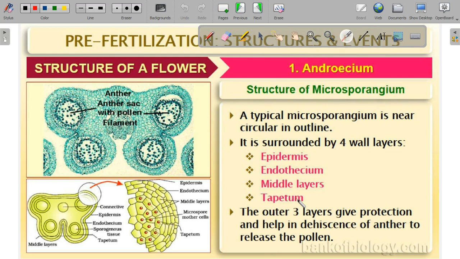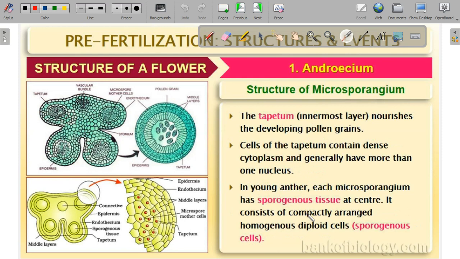Usually, the nucellus will nourish the embryo sac. So the outer three layers, that is the epidermis, endothecium, and middle layer, will give you the protection. And the tapetum is very important for your examination. The tapetum is actually the nourishing tissue. They have dense cytoplasm, and generally they have more than one nucleus.